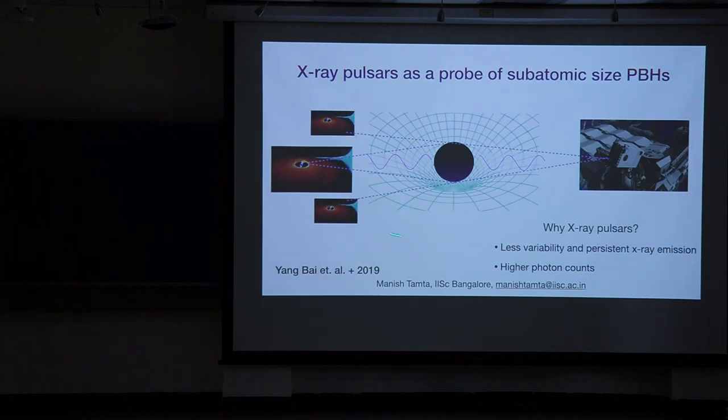The idea here was first proposed by these guys. You have X-ray pulsars and a primordial black hole, and X-ray photons are coming towards the detector. This is the NICER telescope on board the International Space Station. So these photons are coming. Here I have drawn a line, but don't take it literally, because we can't draw these lines in the wave optics regime. What happens is these photons will get microlensed, and the X-ray detector would be able to detect the presence of a primordial black hole along the line of sight.